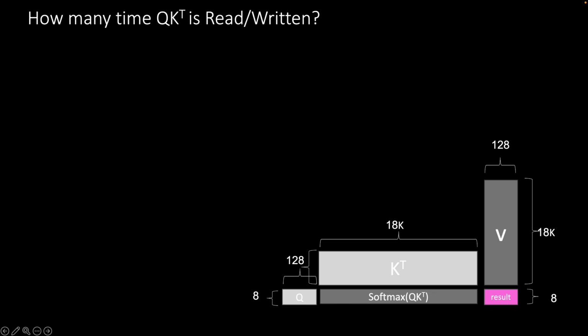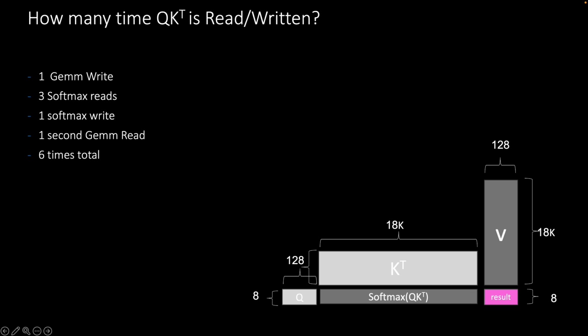And now if we implement the attention block naively, let's see how much IO we have. We generate the QK transposed matrix, which is one write of the matrix. Then if we have 3 softmax reads, we read it 3 times. We write the result of the softmax once. Then we read this tensor again for the second gemm. So overall, at a minimum, we will be reading and writing the QK transpose matrix 6 times. Now let's try to reduce that.